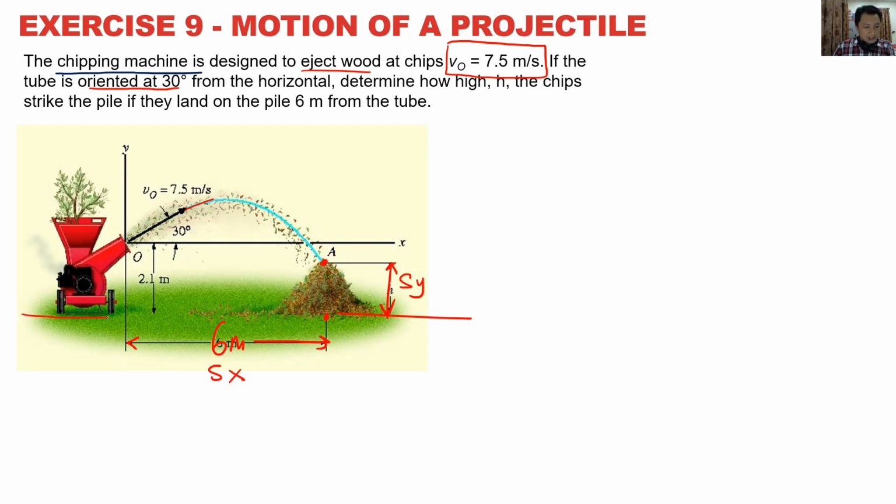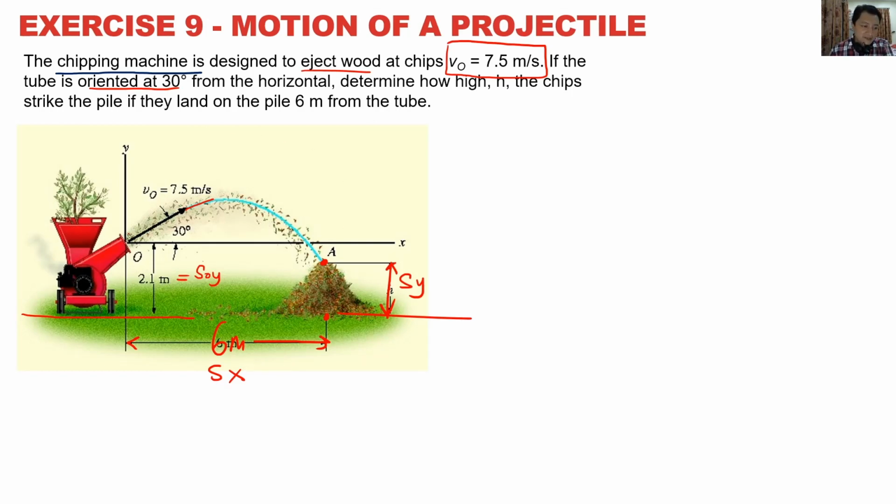It corresponds to 6 meter. This is already 2.1. So 2.1 stands for S not Y. This is the final displacement in the Y direction. This is SX. I guess that's it.